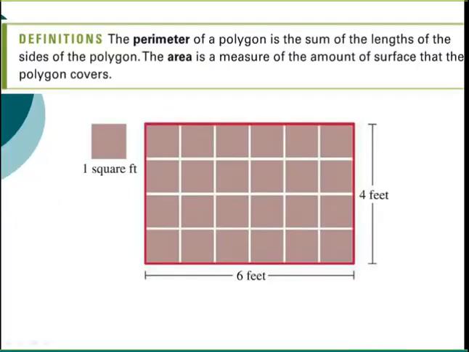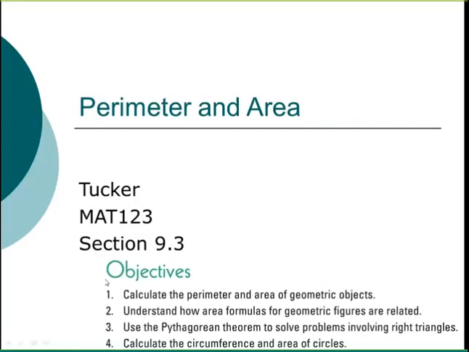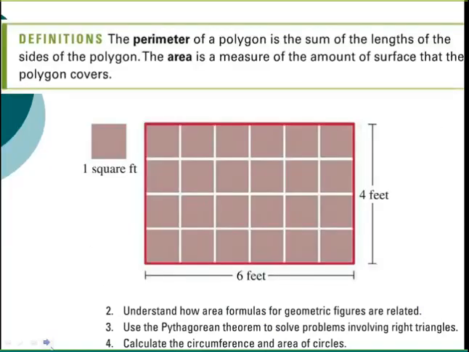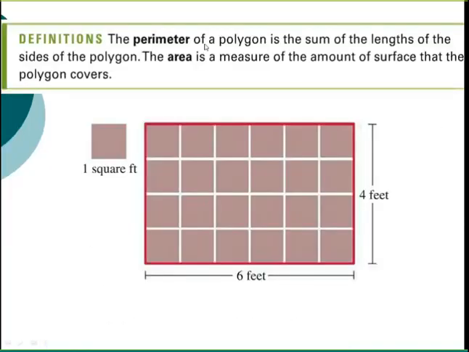All right, class, we're going to take a look at section 9.3, which is perimeter and area. And here we're going to start talking about the definition of perimeter. For a polygon, this is the sum of the length of the sides of the polygon. The area is the measure of the amount of surface the polygon covers.